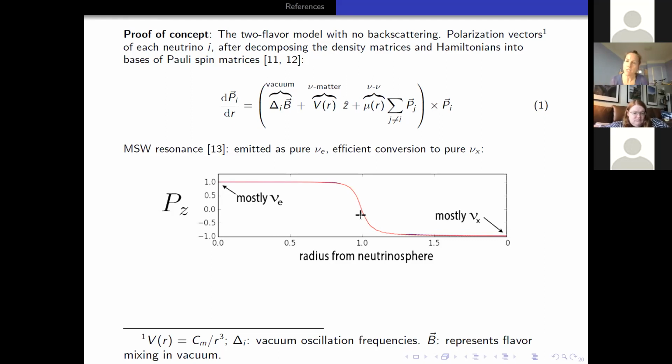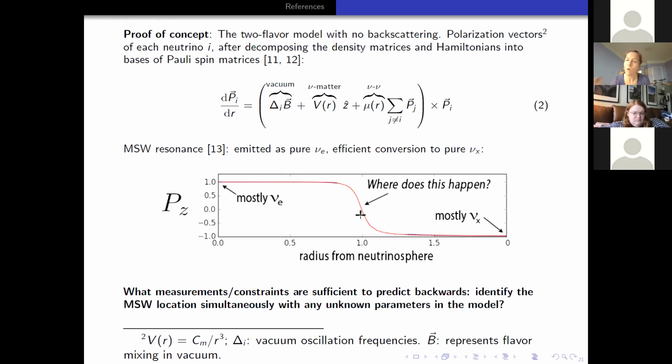Our question today for the inference procedure is the following. At what location in the cloud does that happen? Can you give us that back? We know we can forward integrate, it's no secret, but we want to challenge the inference procedure to give us that answer back, simultaneously with any parameters that we choose to leave as unknown in our model. So that's the challenge for this inference procedure.